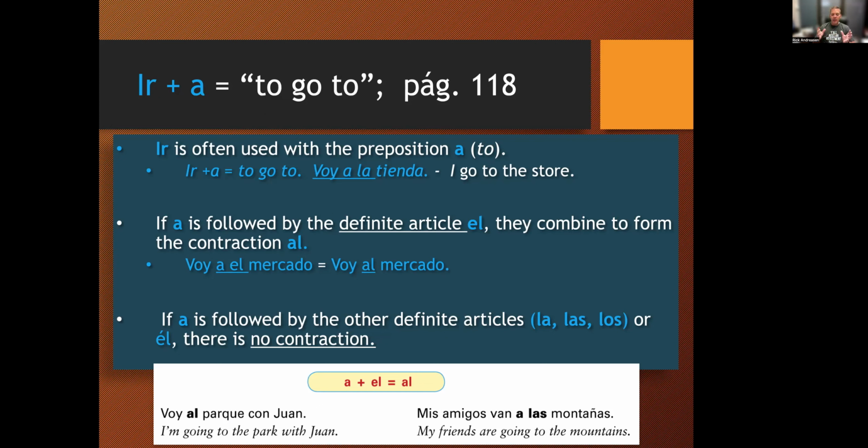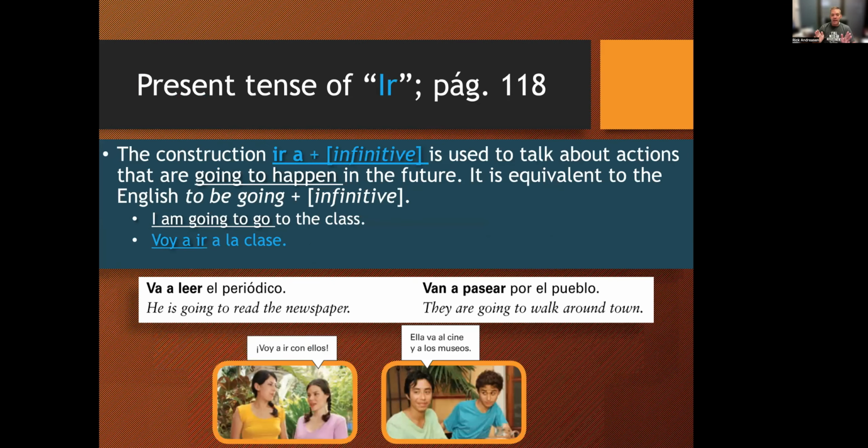And if the a is followed by other definite articles, la, las, los, then there's no contraction. The contraction is only with a plus el. So in the white box, voy al parque con Juan. Mis amigos van a las montañas. So we make the contraction with a and el, and we don't with the other articles. Now, the super easy way of expressing going to do something is to use ir and then a, and then the infinitive.